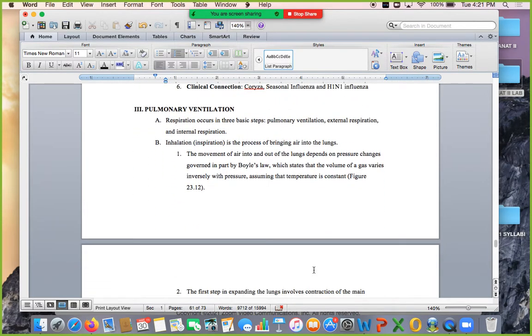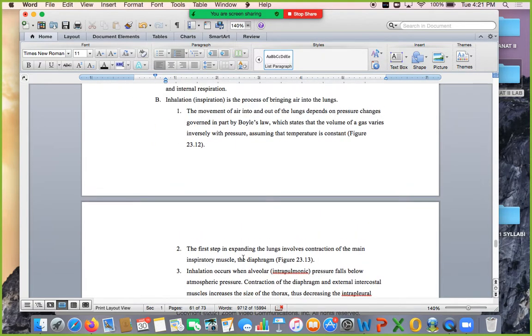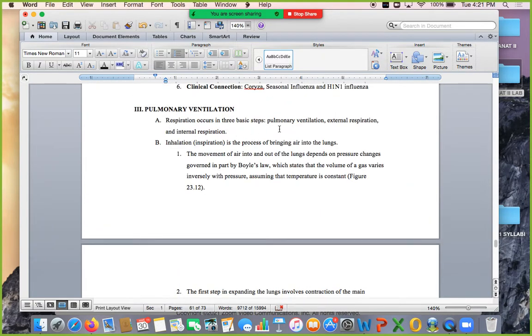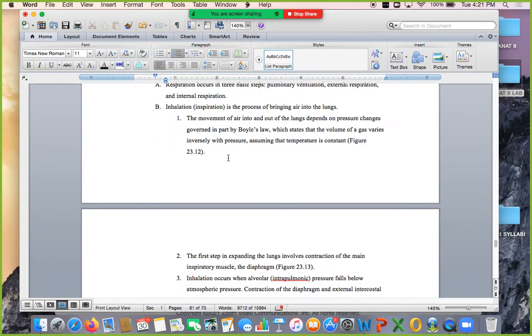Okay, so let's talk about the difference between pulmonary ventilation, which is when we're breathing in. That's basically the very first step of everything, inhalation. After that, we have external respiration and internal respiration. So pulmonary ventilation is the very first step where we start with inhalation, and this is just the physical act of breathing, all of which depends on pressure changes from the inside and the outside.